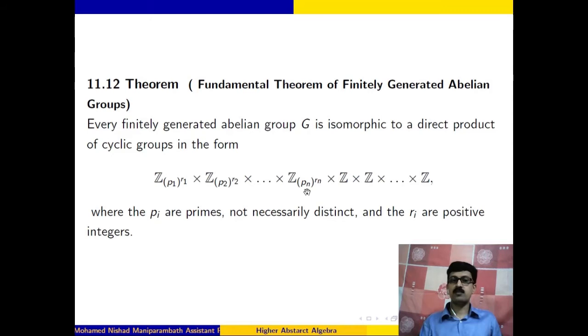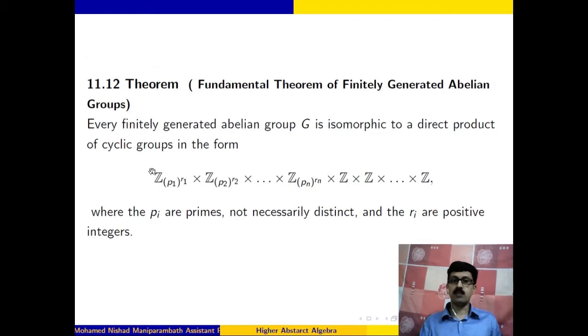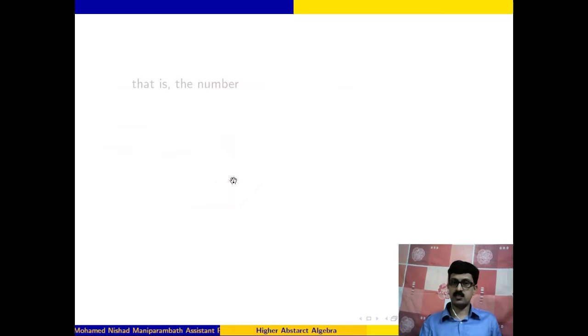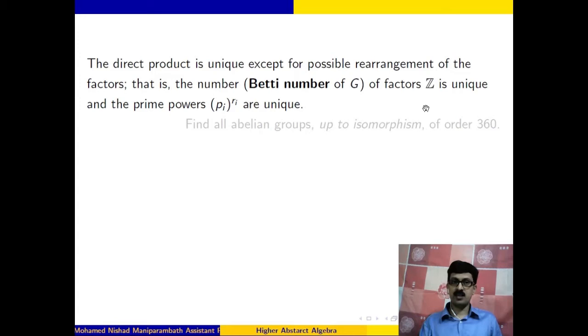The direct product is unique except for possible rearrangement of the factors. That is, the number of factors of Z is unique, and the prime powers pi raised to ri are unique. This is very important. The number of factors of Z is called the Betti number of the group G.